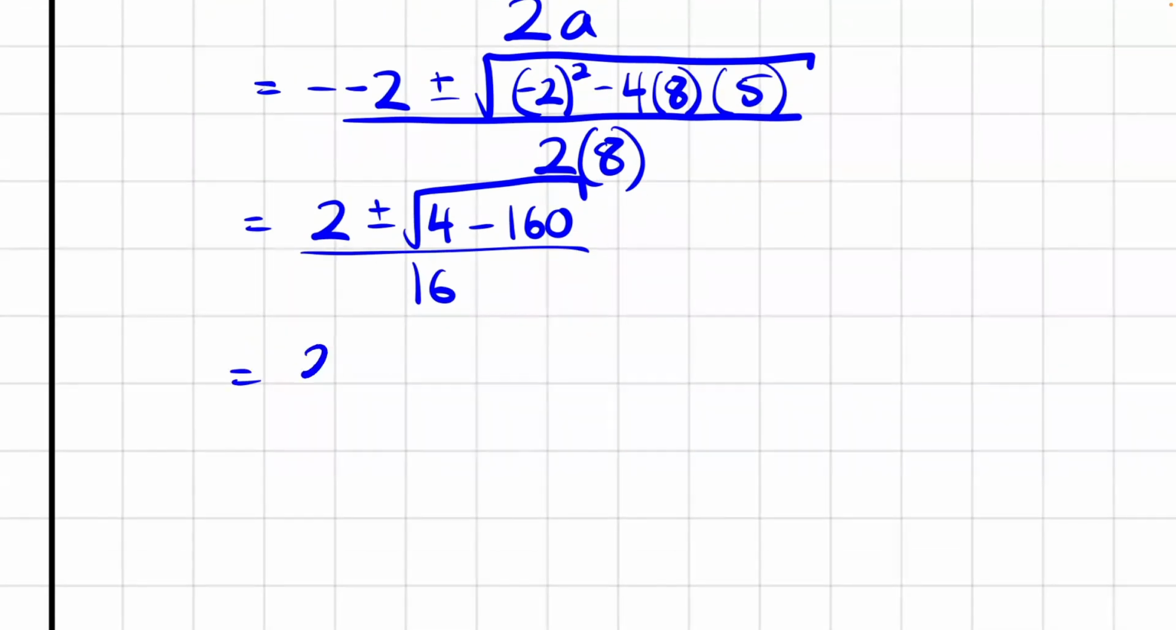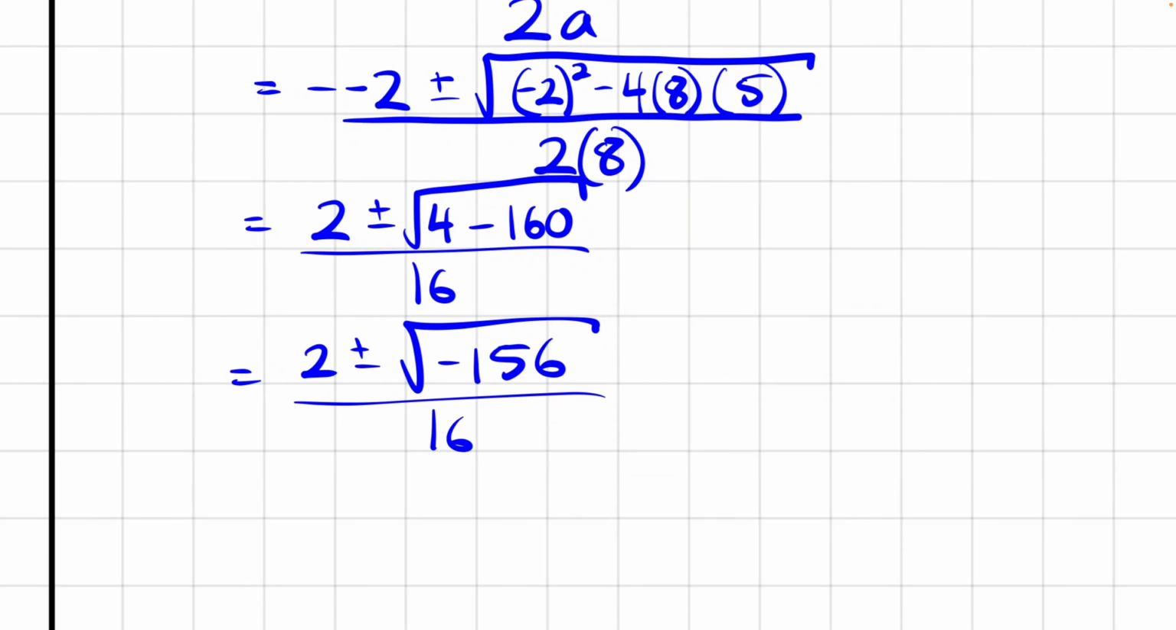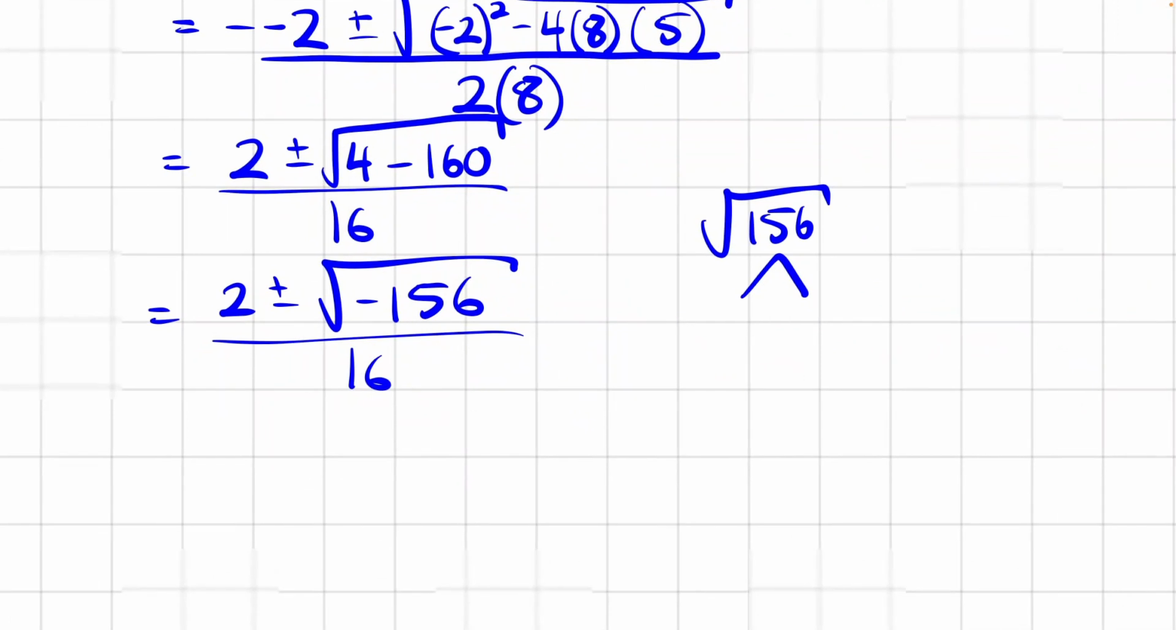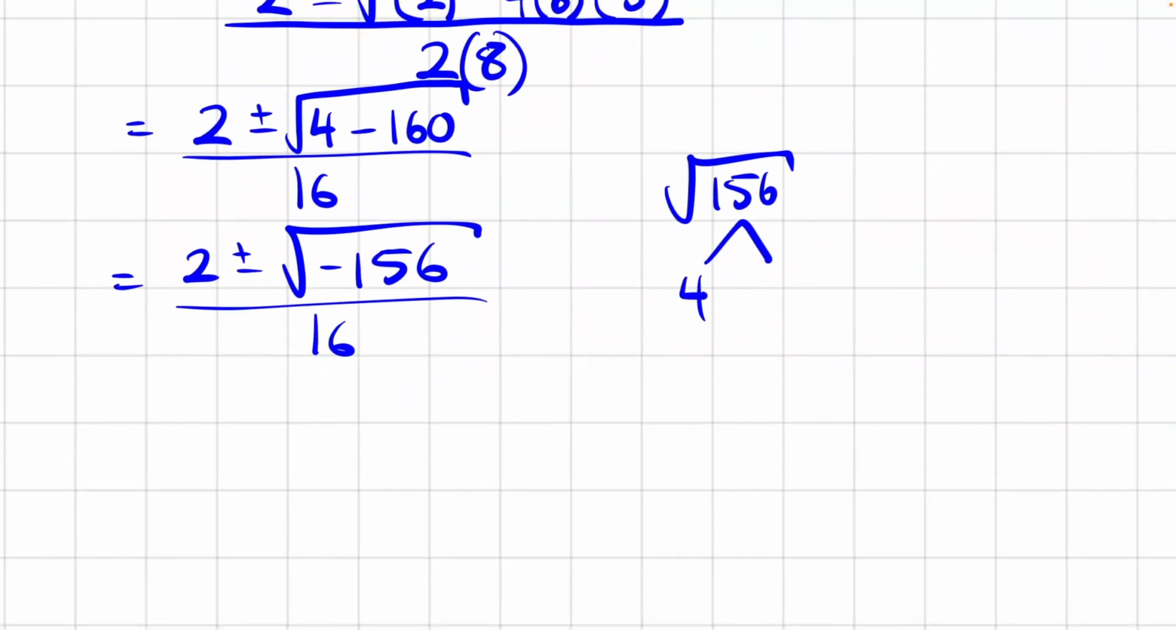This is going to be equal to 2 plus or minus the square root of negative 156 over 16. 156, I need some help. Okay, let's do a factor tree on 156. What do we got here? I think a 4 goes in here, and I want to say 39 also goes in. Someone help me though. Does that go to 39? Yes, 156.